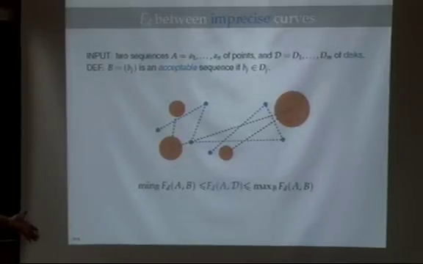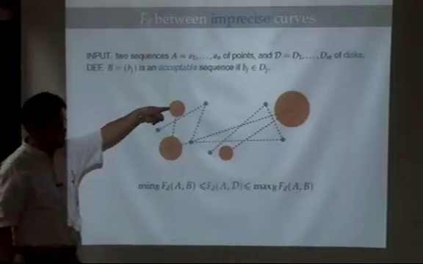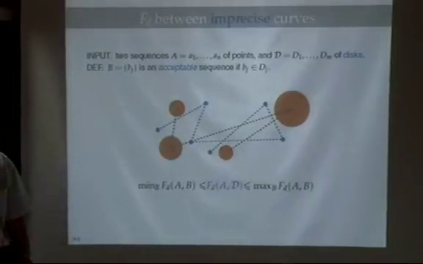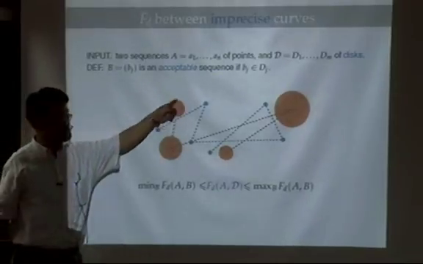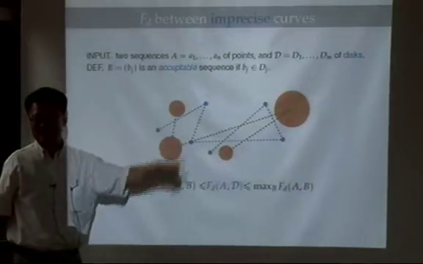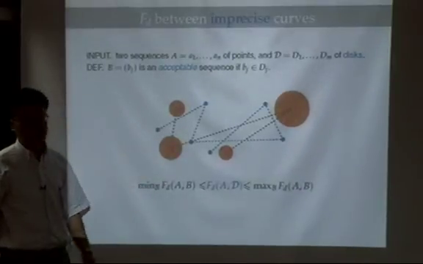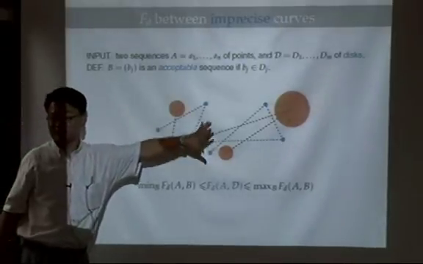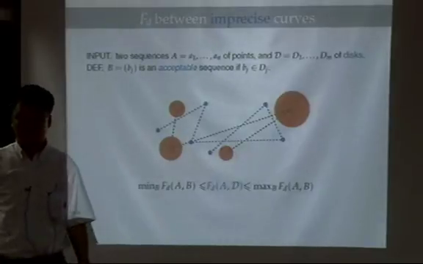This is our question. Is it clear? Okay. If we place the red points like this, then this is a so-called acceptable sequence, because in each ball there's exactly 1 point only. Then it's called an acceptable sequence. And for this sequence, we can measure their discrete Frechet distance using a trivial algorithm, right?